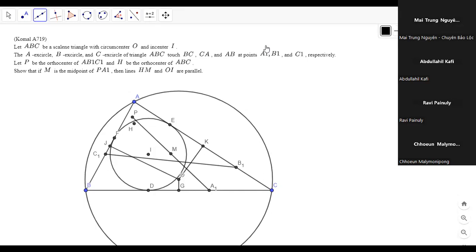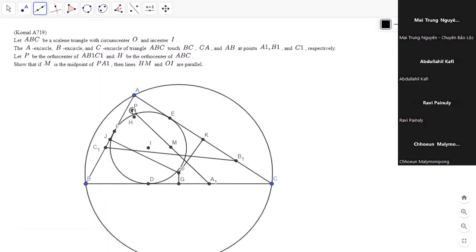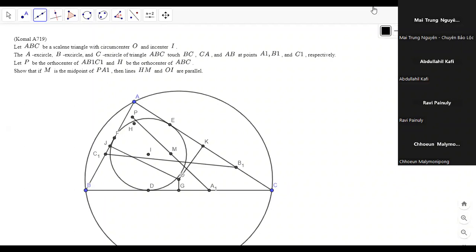PH is the Steiner line. What is the Steiner line? I should know this, but let's see. Oh, so by definition, it's just the definition.